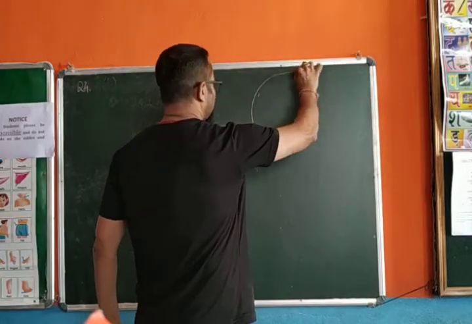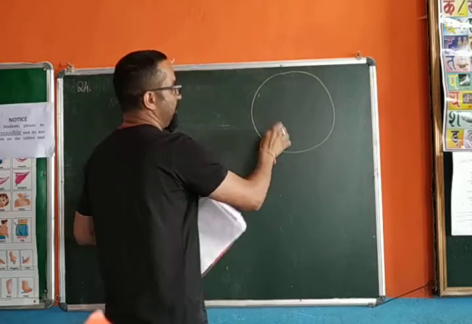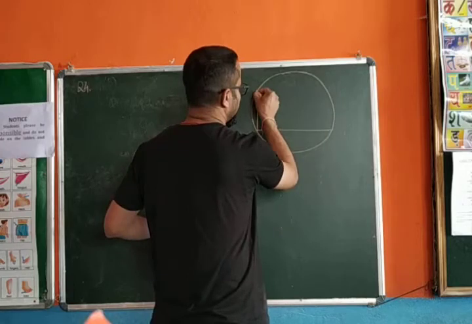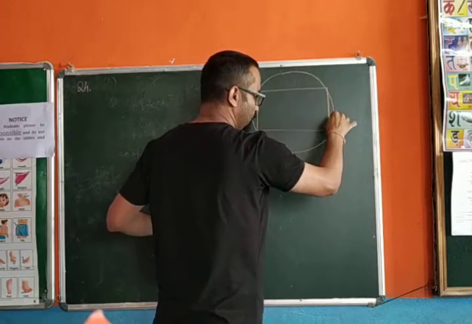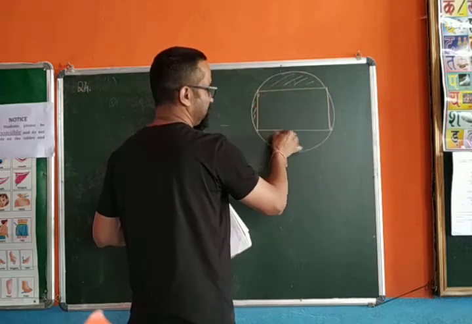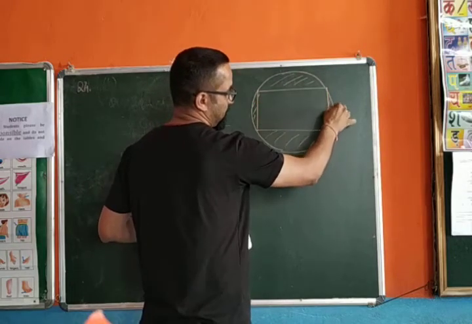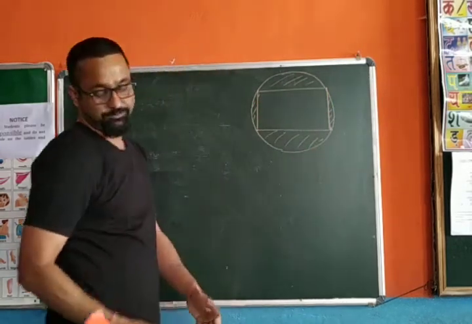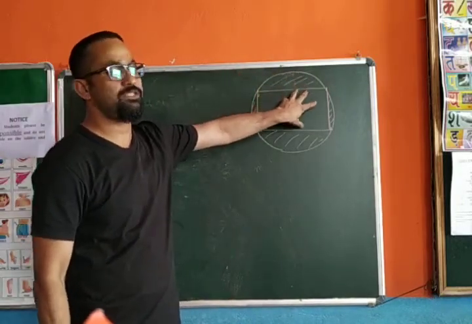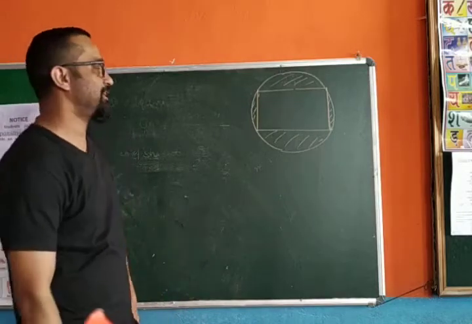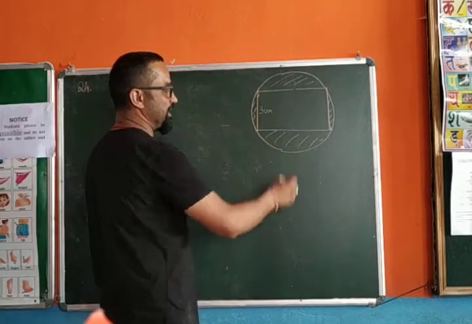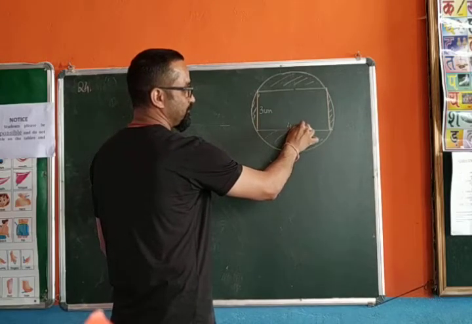You have a circle. Inside circle you have a rectangle. Question says that calculate the area of the shaded region. Some part of circle has been shaded, rectangle is unshaded, so you calculate directly. I'm taking this dimension as 3 and this one as 4.